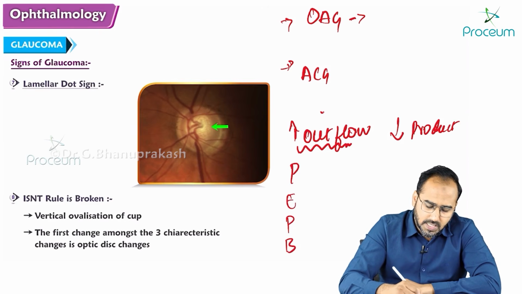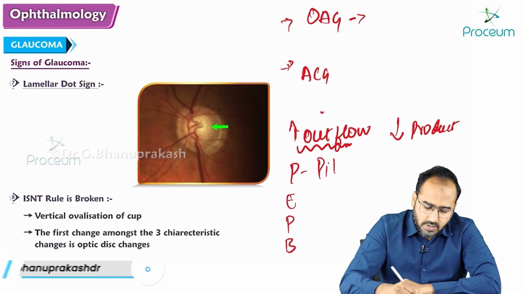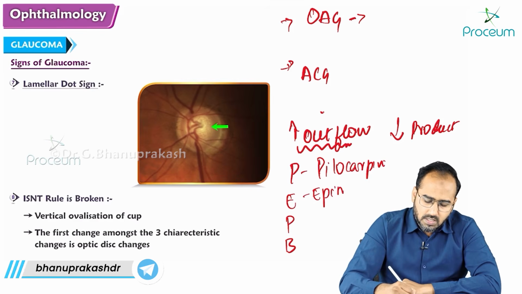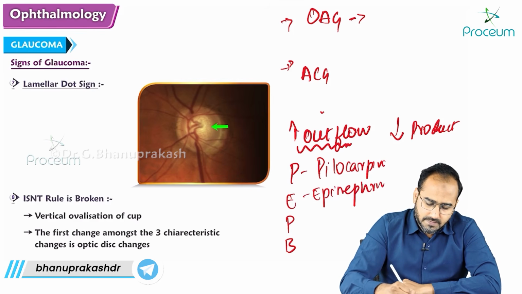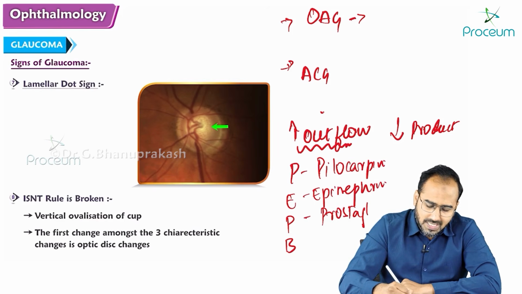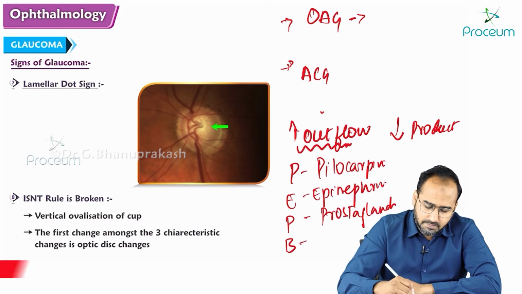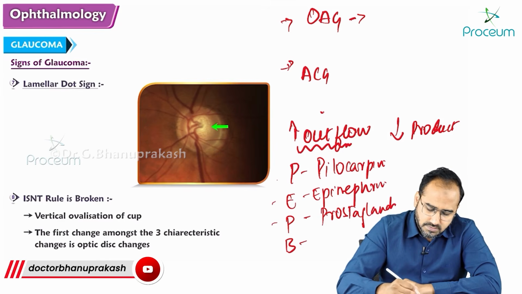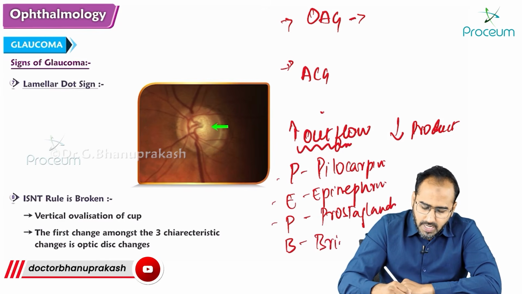Pep B. P stands for pilocarpine. E stands for epinephrine. One more P stands for prostaglandin. B stands for brimonidine.